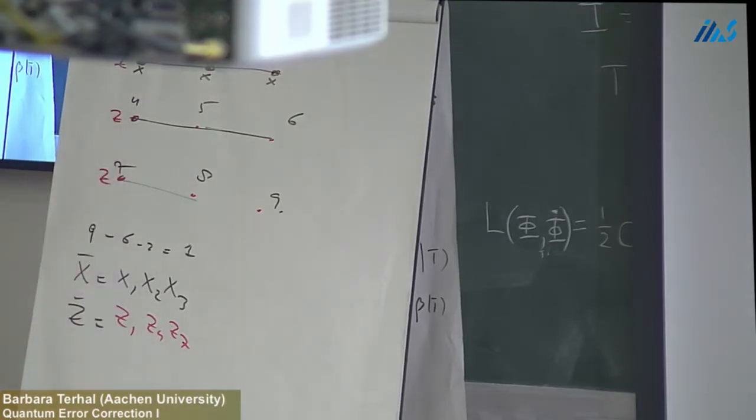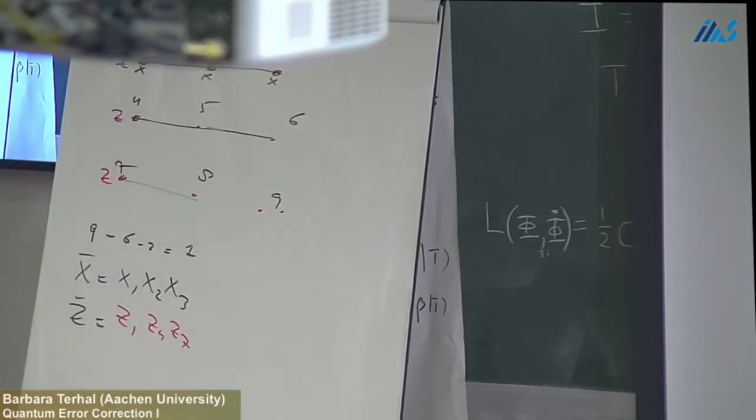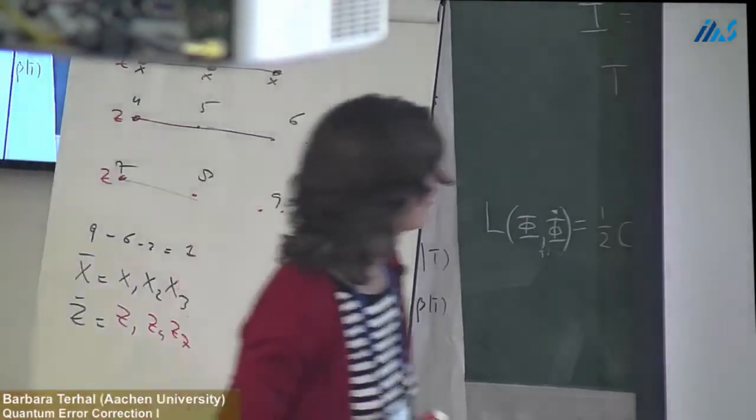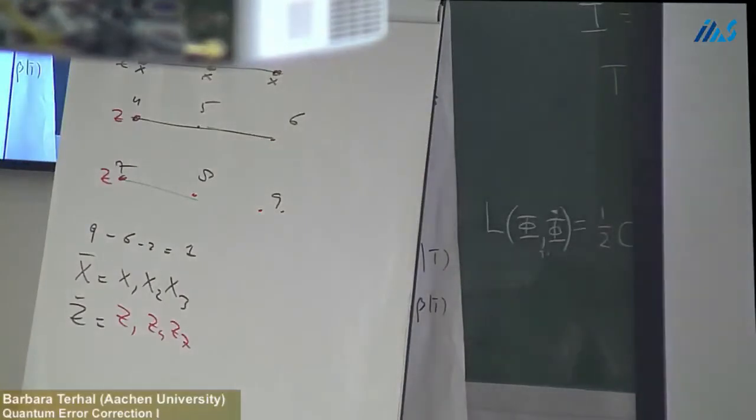And again, I could multiply it with operators, and its weight will not go down. So that's why the distance of this code is 3. Yeah. So now what do we do when errors happen? I'm not yet saying how you actually measure these stabilizer checks. I'll do that in the next slide. But I want to say what you do with this error.